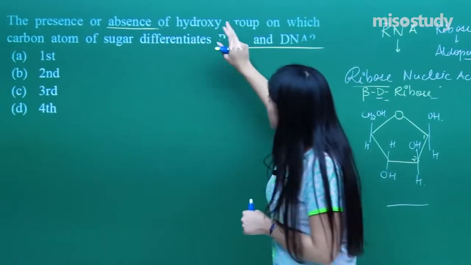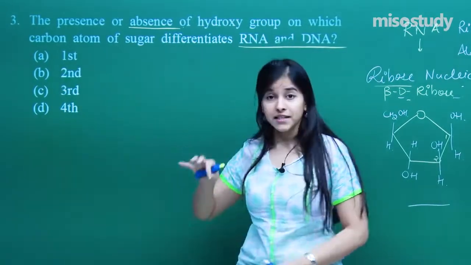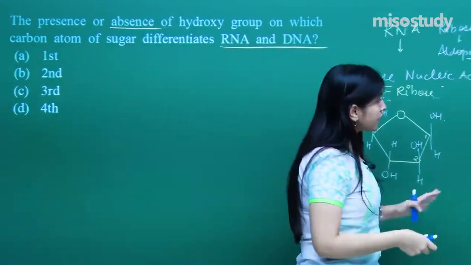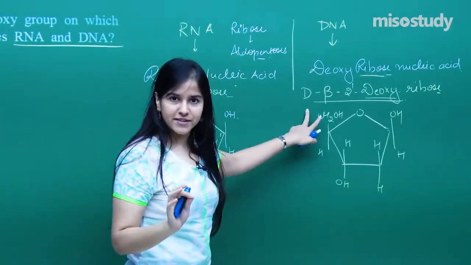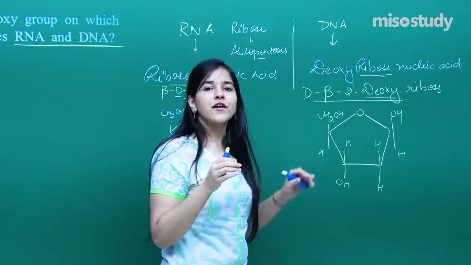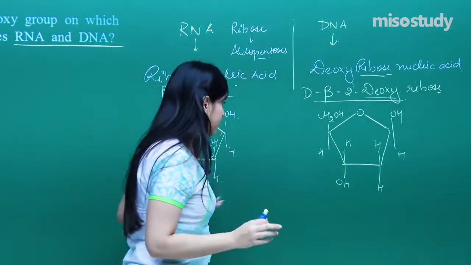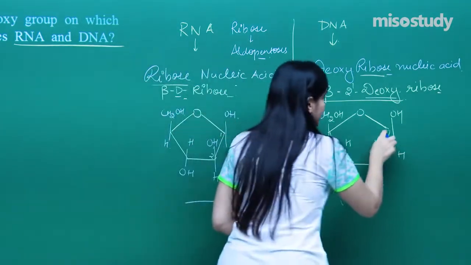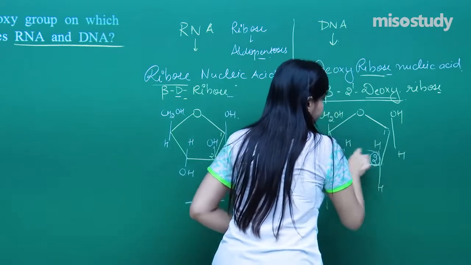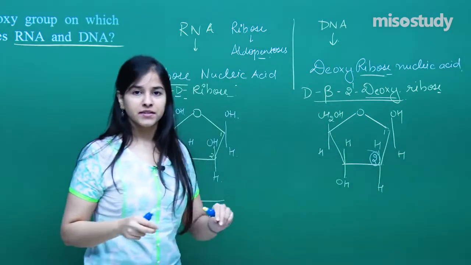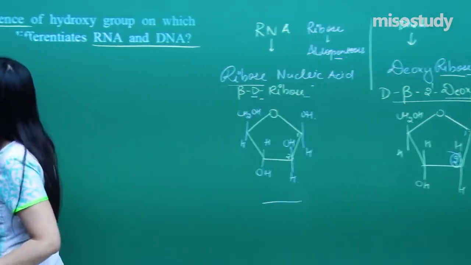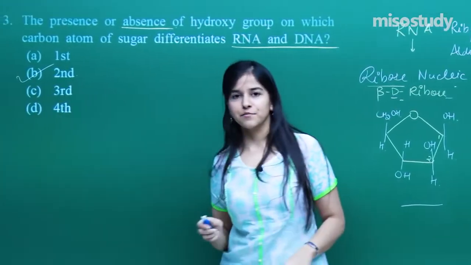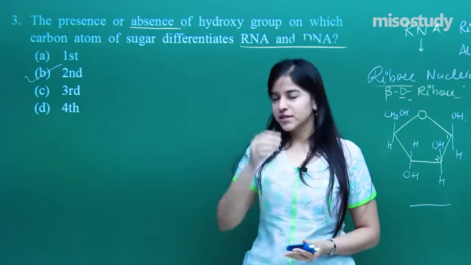And they are asking onto which carbon atom it is actually absent. Here if you look, it is very much evident from the name itself. But still, in order to have proper clarity, I have drawn the structures as well. Onto the second carbon atom, there will be a difference of OH group. So let us just mark out our option. It is B. I hope everybody has got it.